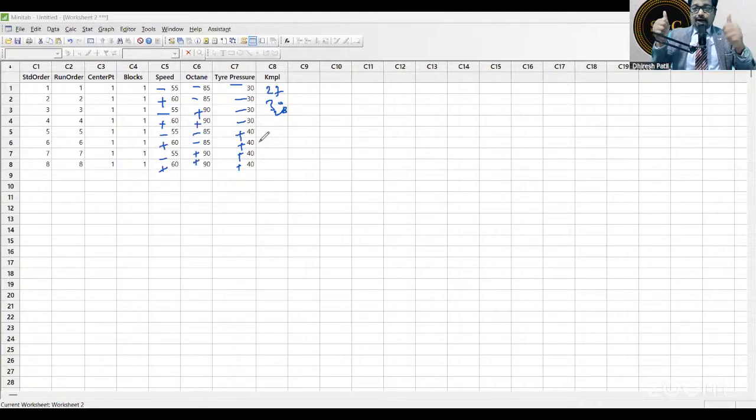Clear how to create a full factorial design manually and a full factorial design with the help of Minitab. Clear till here? Just give me yes in the chat box. If this is yes, then very good, super.